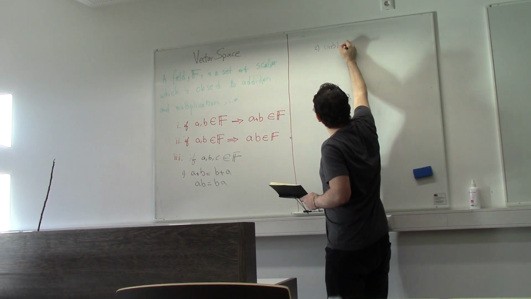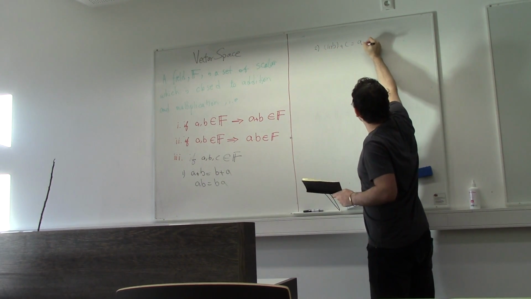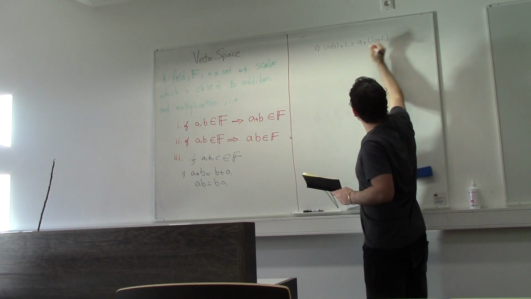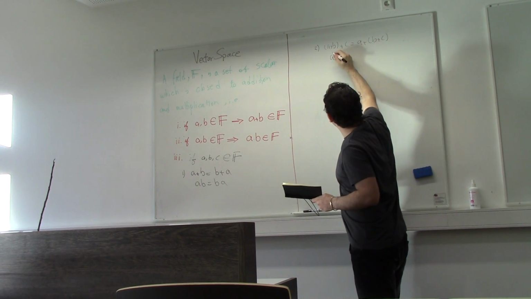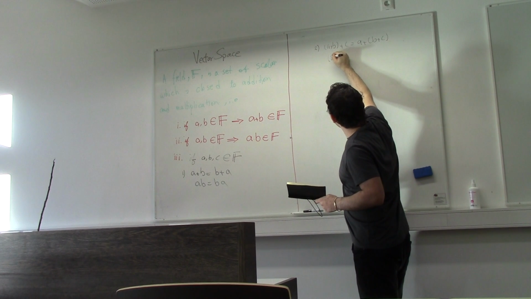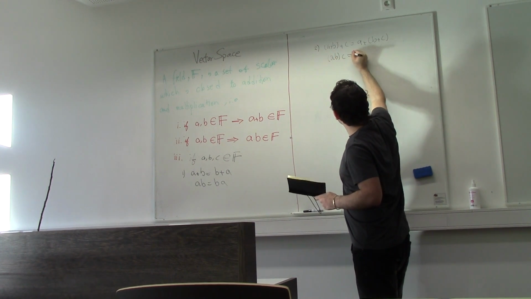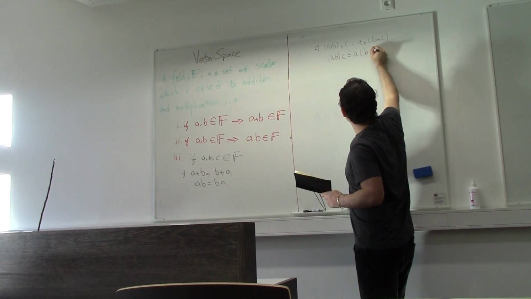A plus B plus C is A plus B plus C. A multiplied by B multiplied by C is A multiplied by BC.